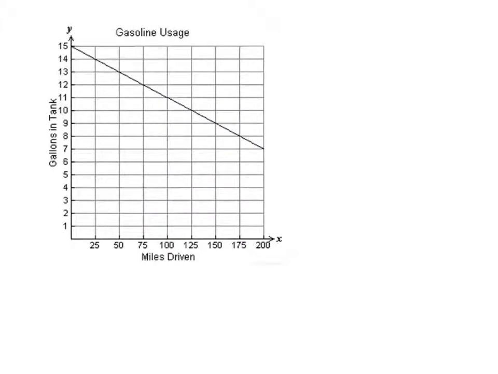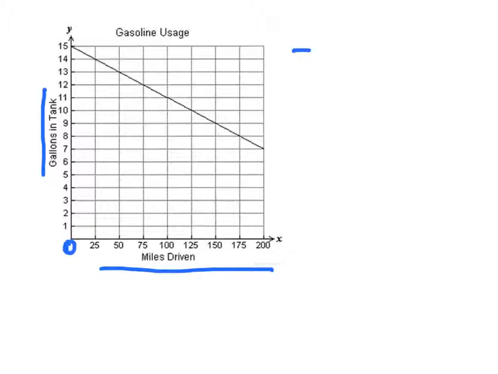Here we have a graph on gasoline usage. Our horizontal axis is the miles driven, and our vertical axis is the number of gallons that is in the tank. So 0 miles driven would be right here, and that's when we have a full tank. This vehicle will hold 15 gallons of gas. As we travel, the gas tank is going down. This is going to be a negative slope.